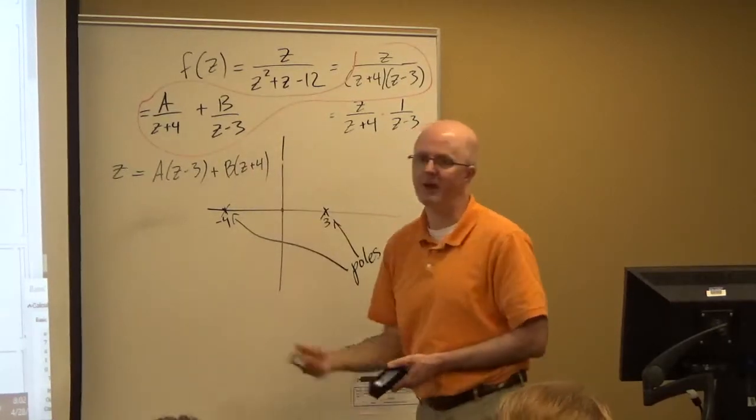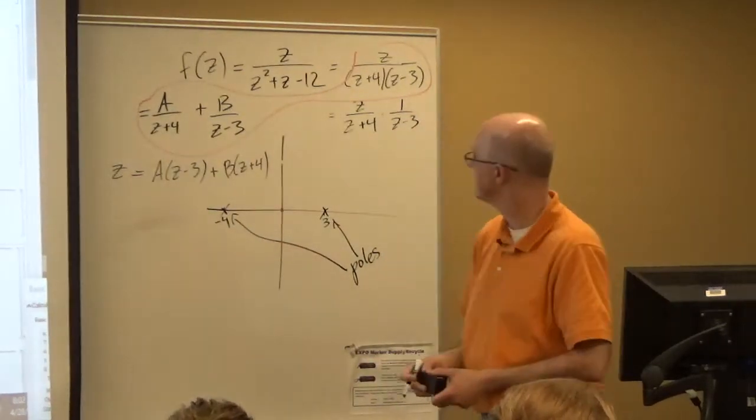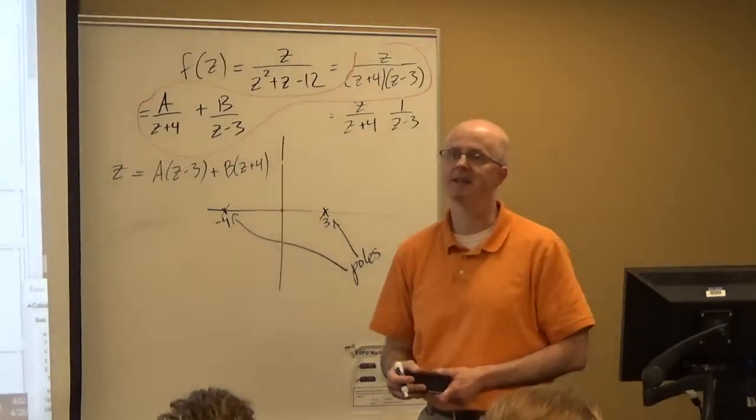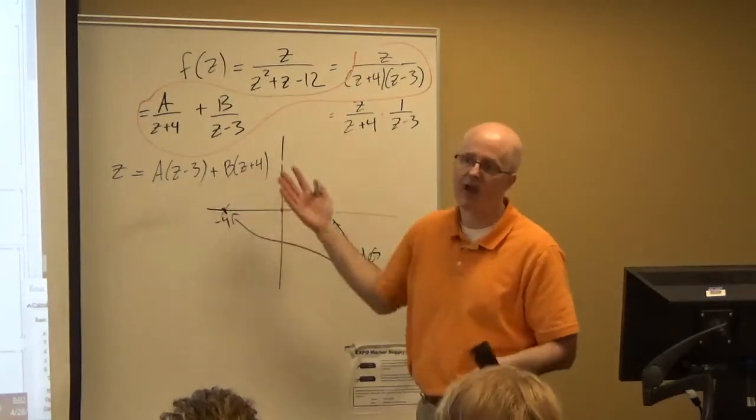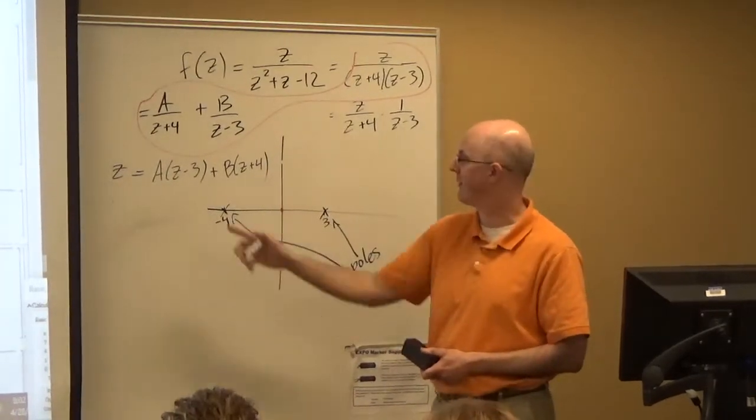You want this to be true no matter what z is. And the quickest way to solve for a and b then is to plug in special values of z that make these terms go away. You might wonder, I mean, that would be 3 and negative 4.